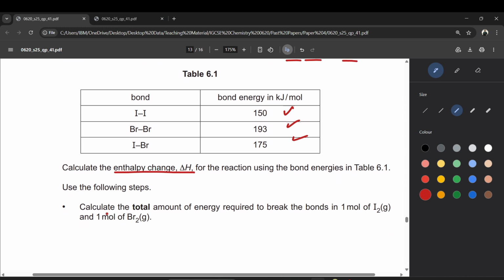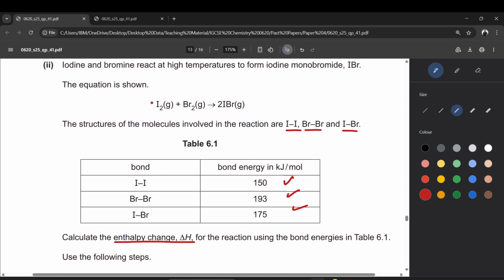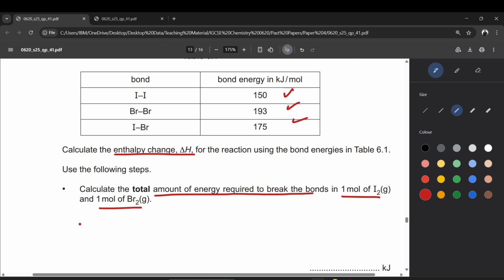Use the following steps. Calculate the total amount of energy required to break the bonds in 1 mole of iodine and 1 mole of bromine. So if I look at the equation, this is 1 mole and this is 1 mole. Now, the total amount of energy needed to break the bonds. Bond breaking always takes place on the reactant side. So I'm going to write this over here, bond breaking, which is BB.